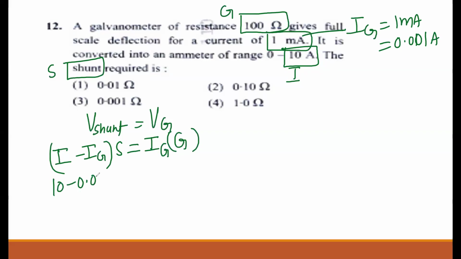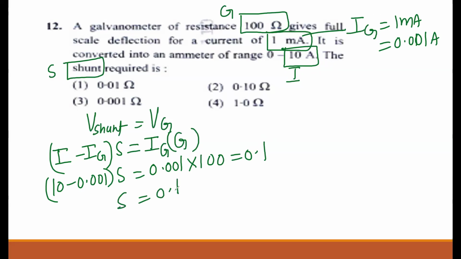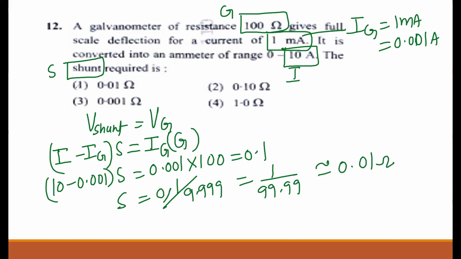10 minus 0.001, into S, is equal to Ig, that is 0.001 into the 100. So it would be 0.1. So the shunt would be 0.1 divided by 9.999. So that is approximately, if we remove this decimal, 1 by 99.99. So 1 by 99.99 approximately would be 0.01 ohm. So the answer is the first option here.